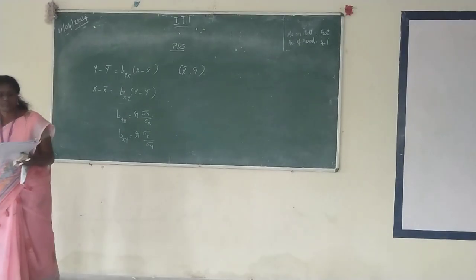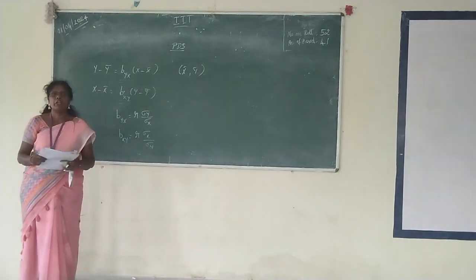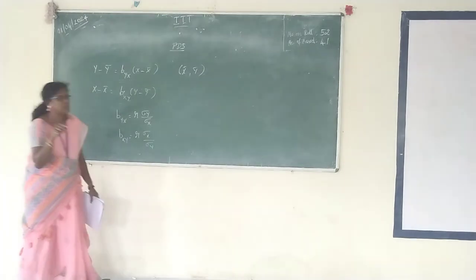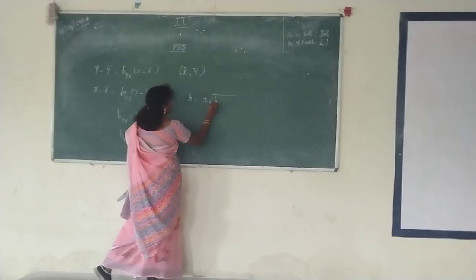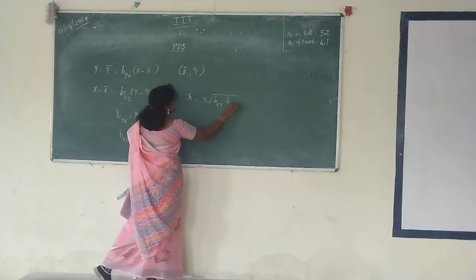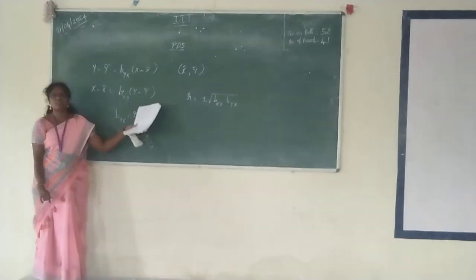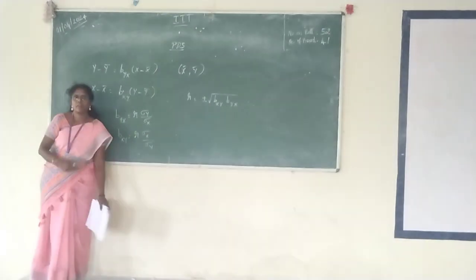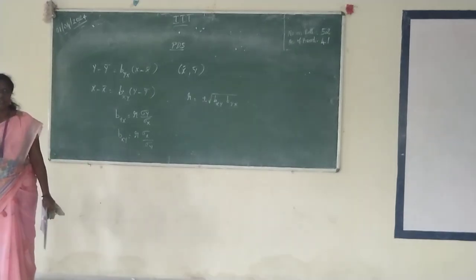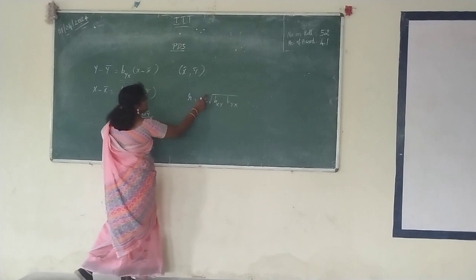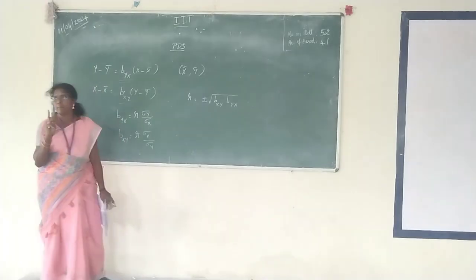Okay, next point. R is equal to, you need R to calculate the correlation coefficient. So R is equal to plus or minus square root of bxy into byx. If you know the regression coefficients, you can find R. Now, the symbol given here is plus or minus, but we need to give an answer either with a plus sign or with a minus sign.